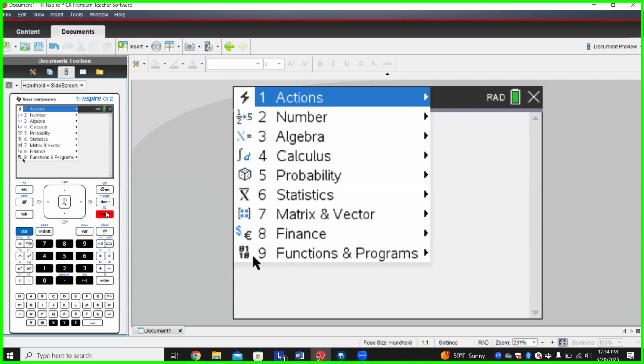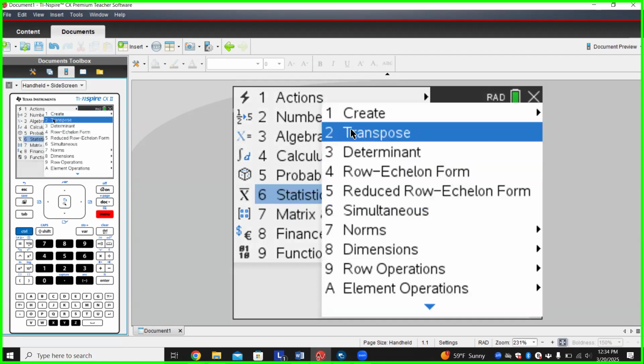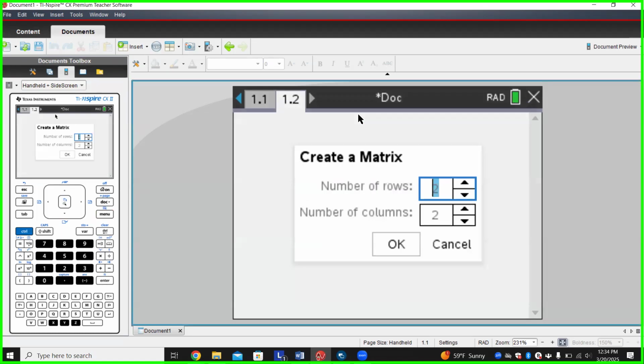Matrix. Not quite calculus, though. This is pre-calculus. So we're talking about a matrix. We're going to come over here down to number 7, and we're going to create a matrix. Then you hit create a matrix again, and you have to put in how many rows and how many columns. How many rows and columns does a 3x3 have? 3 and 3, right? So 3 rows, 3 columns.